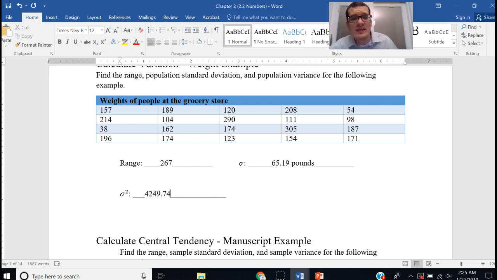By the way, hopefully you noticed that the sigma shows up on your calculator. What's right next to it is just the letter X. That just means what is the standard deviation of X. They always put X as your variable in the calculator. So sigma of X, the population standard deviation, was 65.19.